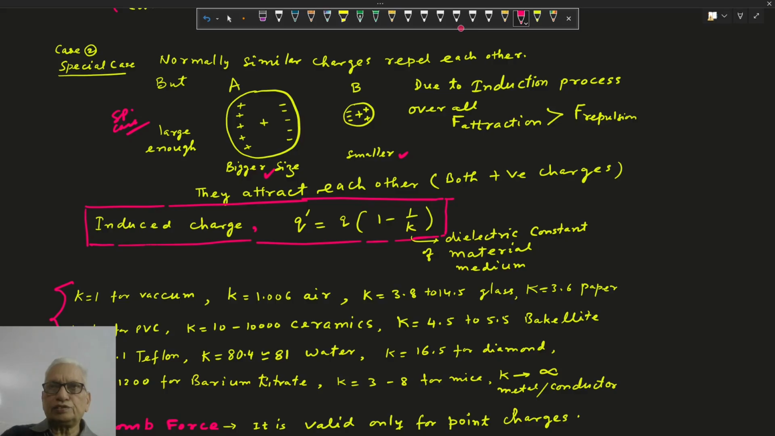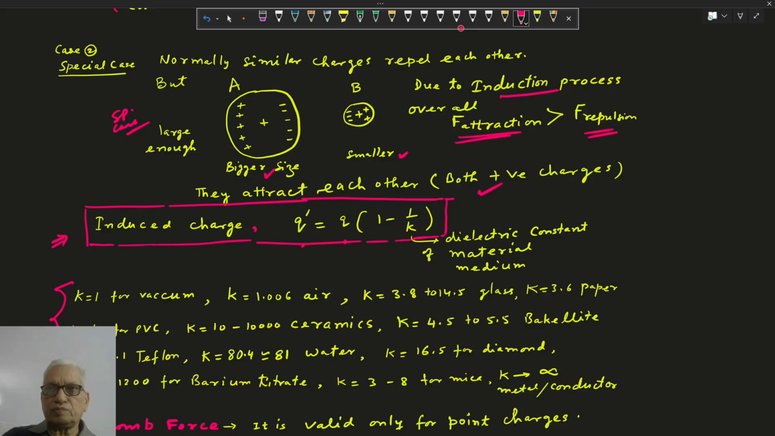So there is no single force between positive charges, but there are many combinations here: between the positive of A and negative of B, positive of A and positive of B, negative of A and negative of B, positive of A and positive of B. So this way, as A and B both have positive charge, but due to the induction, attraction force is more than the overall repulsive force. So positive charge attracts positive charge. Very special.